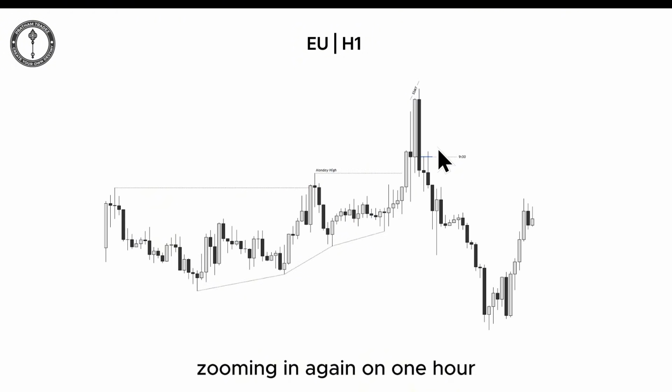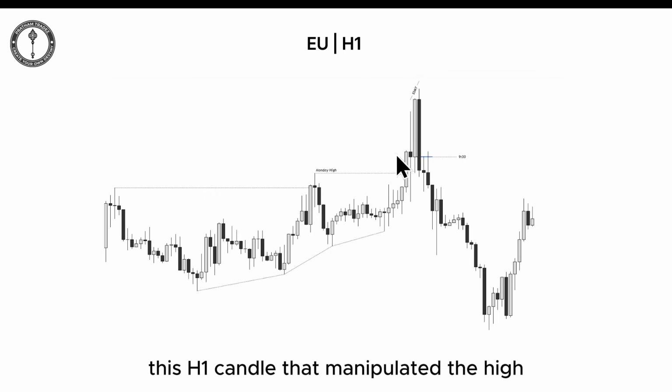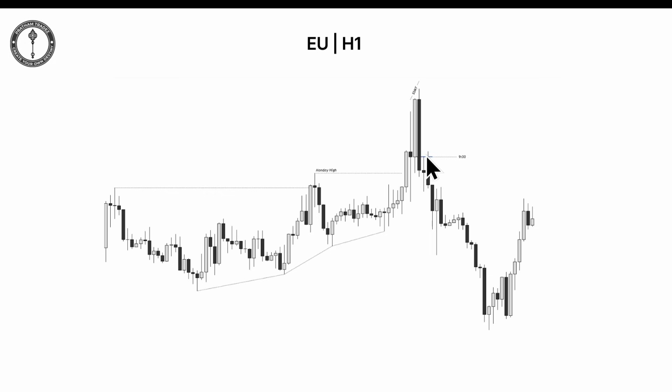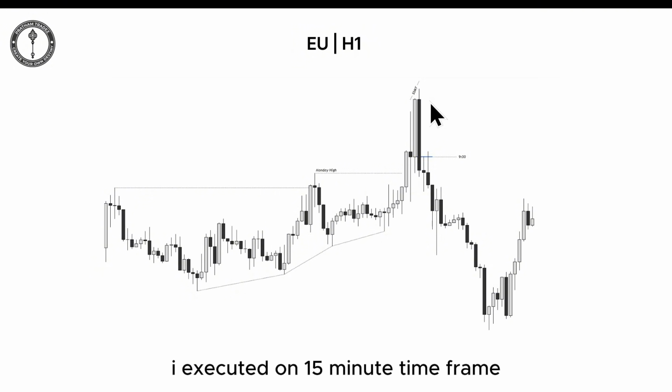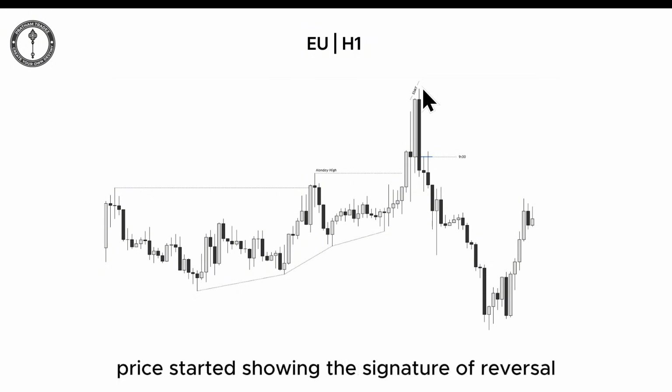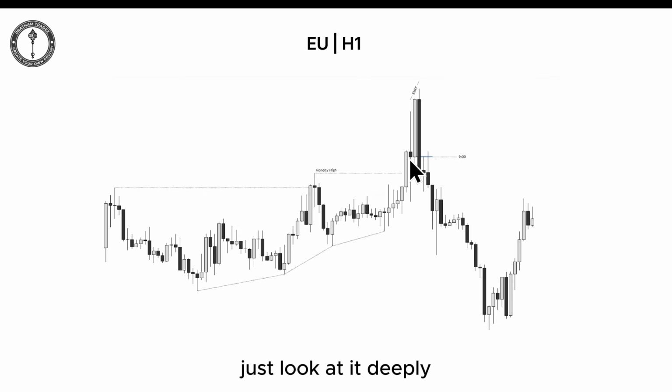Zooming in again on 1 hour, we clearly see that we formed SMT, we closed below this H1 candle that manipulated the highs, and then we went lower. I executed on 15-minute time frame right after price started showing the signature of reversal. Just look at it deeply.